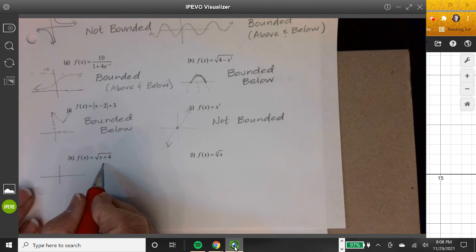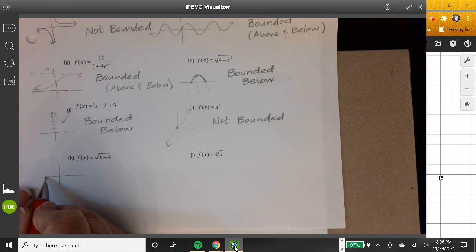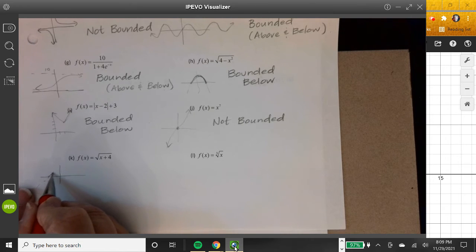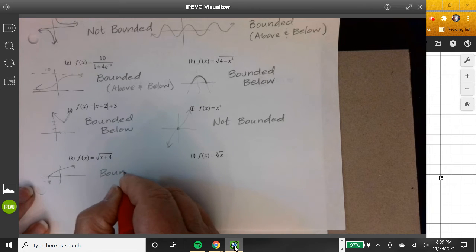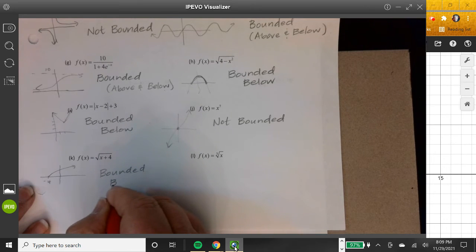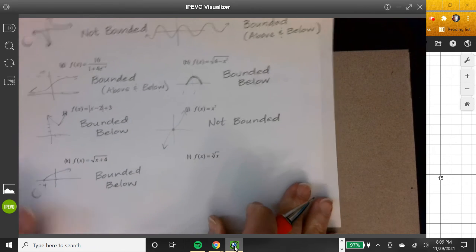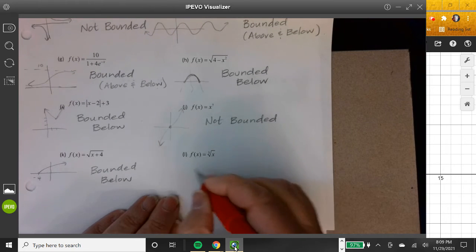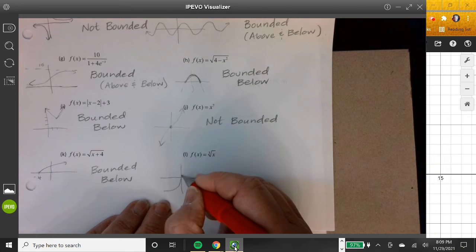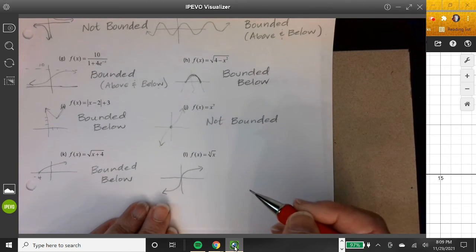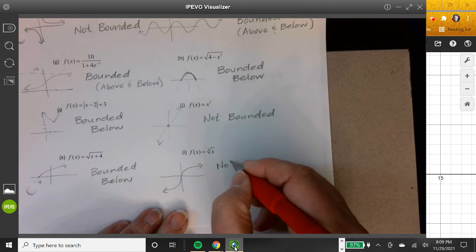All right, this one is the square root of x plus 4. Well, that's the square root function shifted to the left to -4 and goes like this. This one is bounded below. And then I have got the cube root of x. Well, the cube root of x is one of our toolkit functions, and it looks like this. And this one is not bounded.